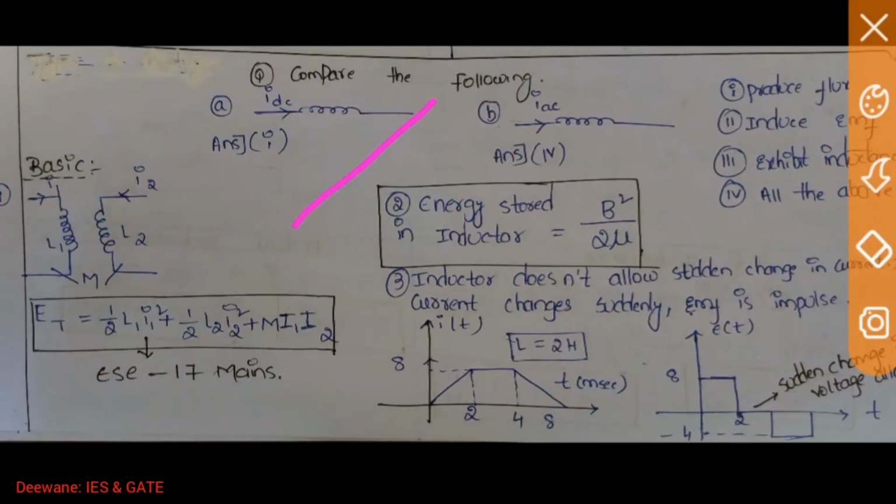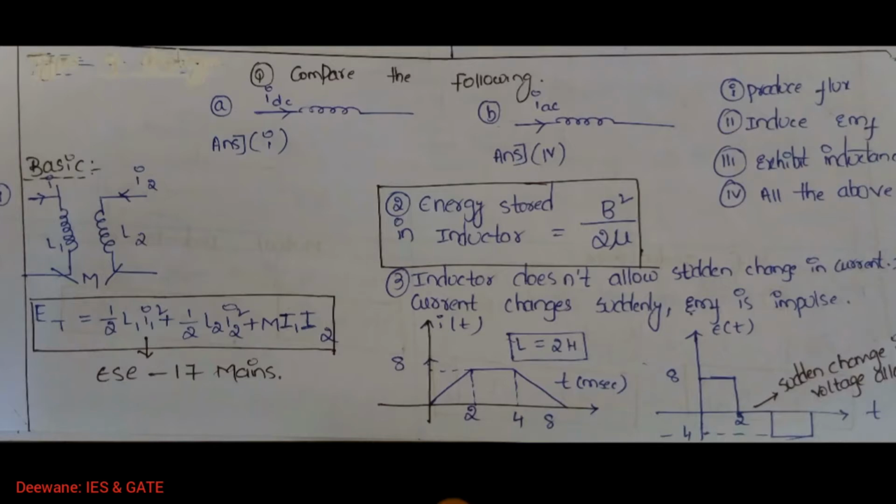Suppose friends, compare these two circuits. There is a coil wound on a core and we apply a DC current here, and there is a second core where we apply an AC current. For both of these, these are the options. In case 1, for the inductor, if we allow DC current: option 1, produces flux; option 2, produces EMF; option 3, exhibits inductance; option 4, all. The same options are given for question B, where an AC current flows. Now you say which option is valid for question A and which is valid for question B.